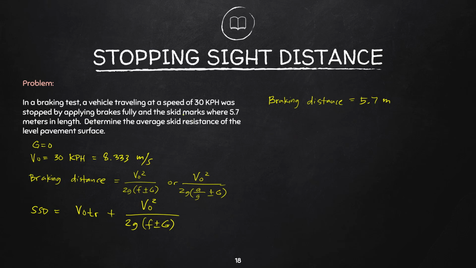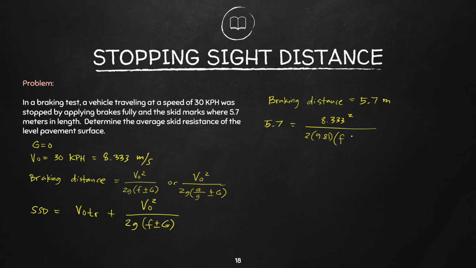Okay, those are the marks that the tires are making with your road, skid marks. So 5.7 is equal to, using this formula, V0 squared, or 8.333 squared, divided by 2 times 9.81 multiplied by F. We are looking for the average skid resistance, the coefficient in this case.